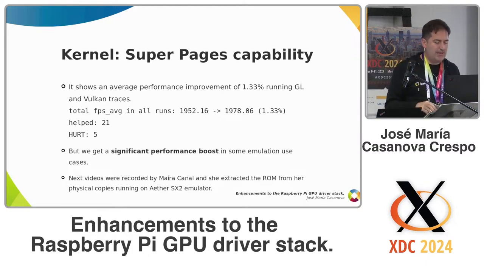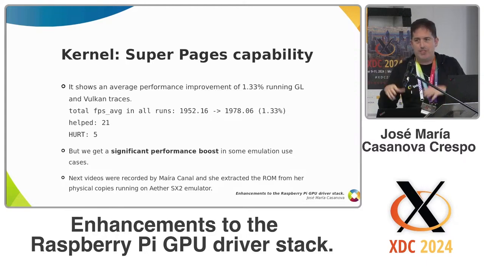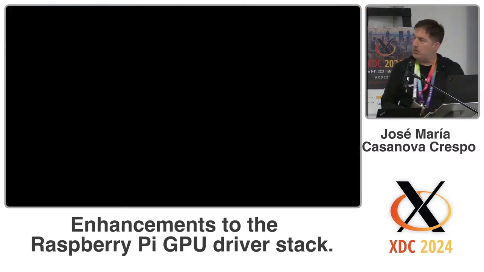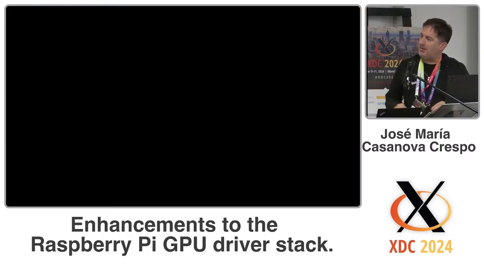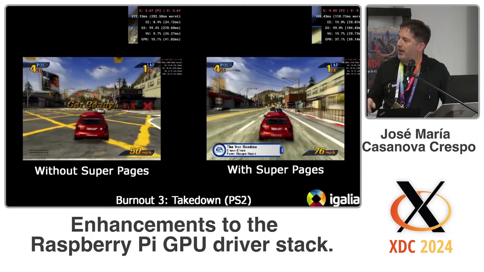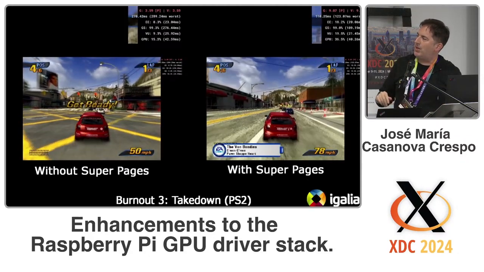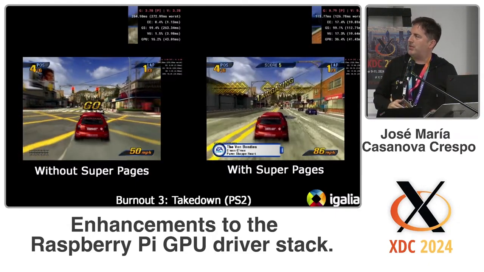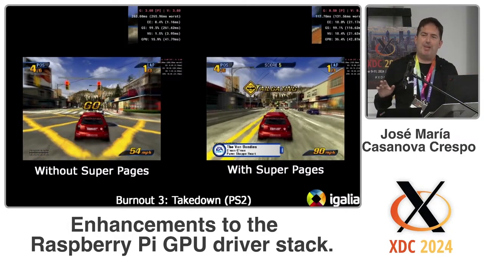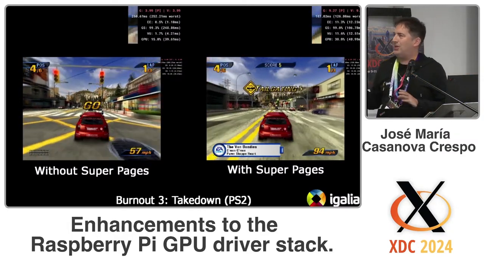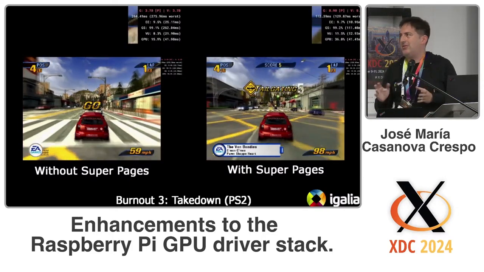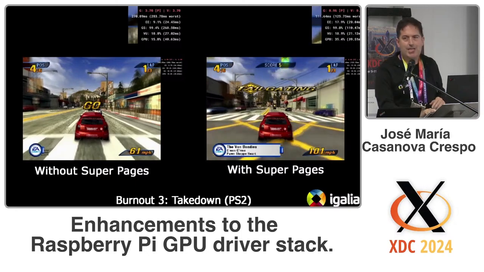I'm going to show some videos recorded by my colleague Maíra Canal, who extracted the games from the physical PS2 copies and ran them on the PCSX2 emulator. Don't worry, it doesn't take 5 minutes to play the video. So we are going to see Burnout. On the right side, you are seeing the video without super pages, and on the left side, we see it with super pages support. On the right side, it's impossible to play the game, but on the left, we are getting near the point where it could be playable. At least the frame rate is almost double from one to the other, just by enabling the support in the kernel.